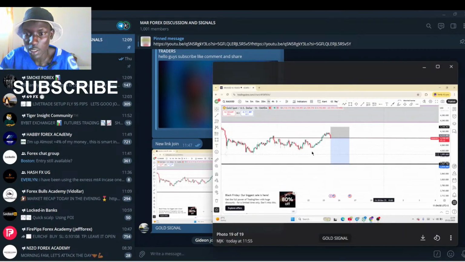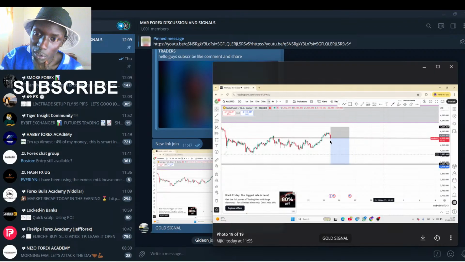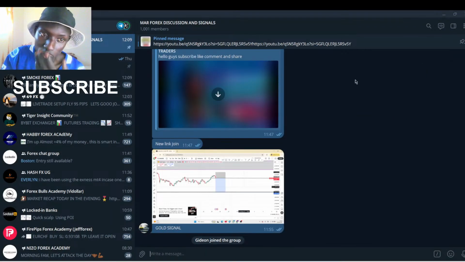And this is the same pair that we are trading. If it closes below this, then we shall sell. I will tell you guys when to sell.